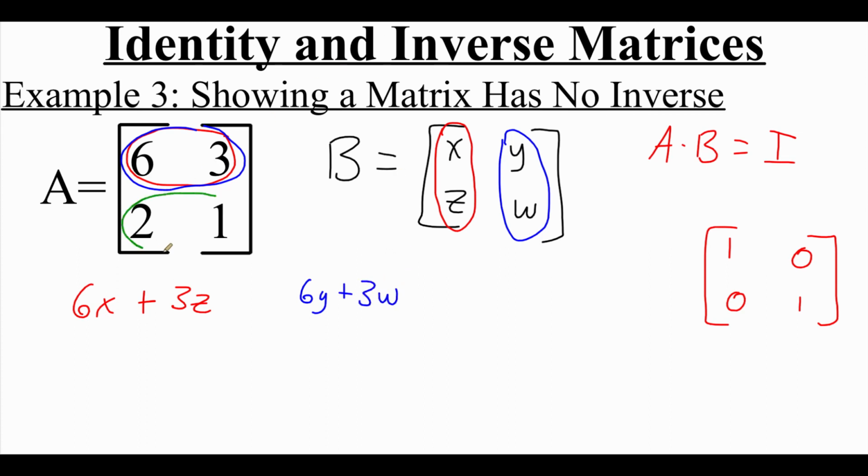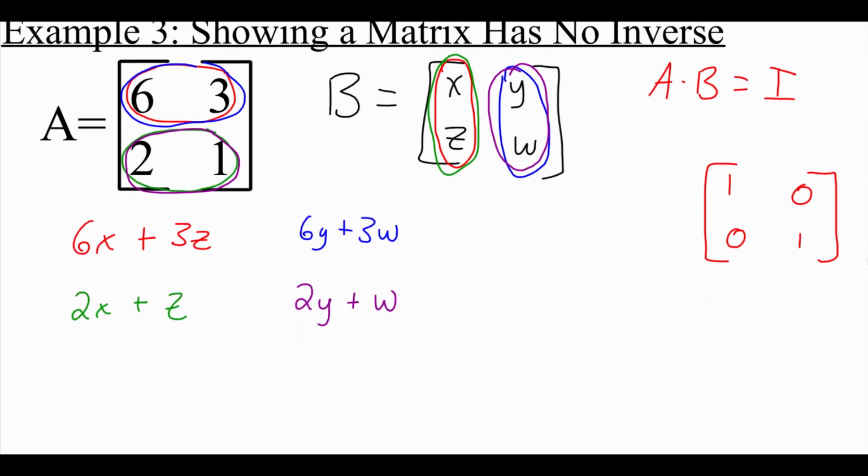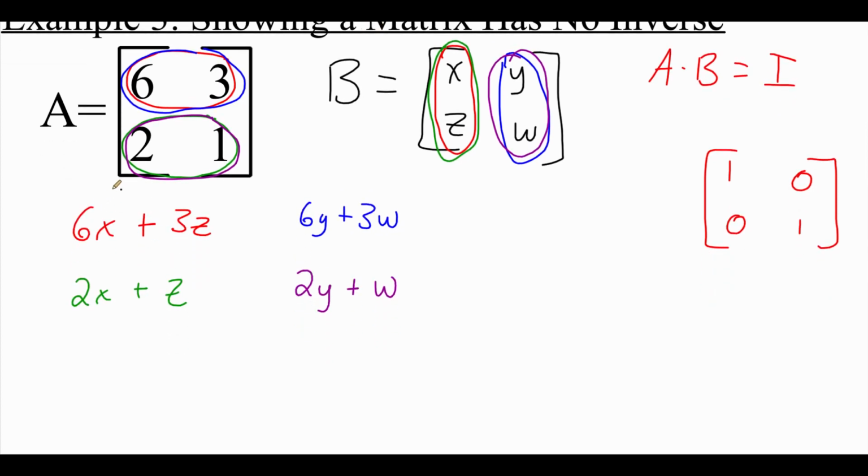Then I'm going to take the second row from matrix A times the first column from matrix B. So 2 times X is 2X, and 1 times Z is 1Z. And then lastly, I need to take the second row from matrix A times the second column from matrix B. So 2 times Y is 2Y, and 1 times W is 1W. Now, in order for these matrices to be inverses of each other, then as we're building this new matrix here, it's supposed to equal that 2 by 2 identity matrix.